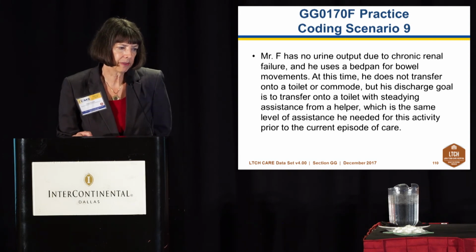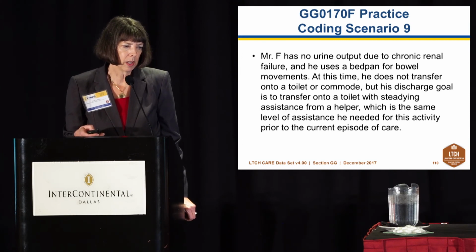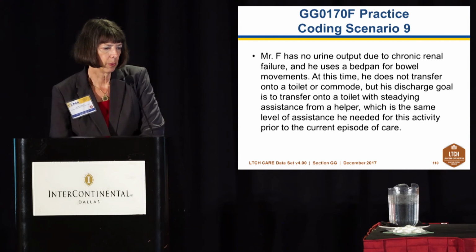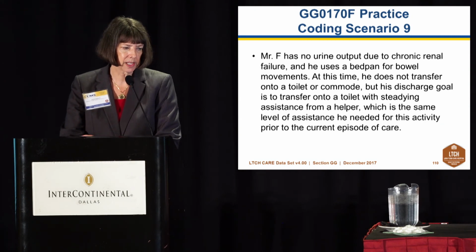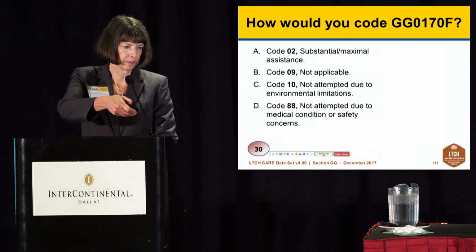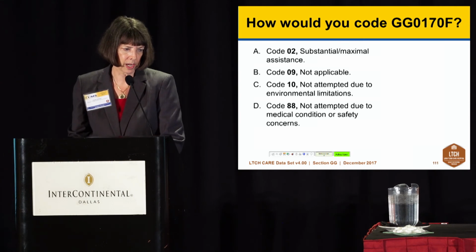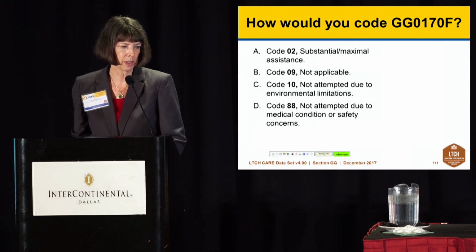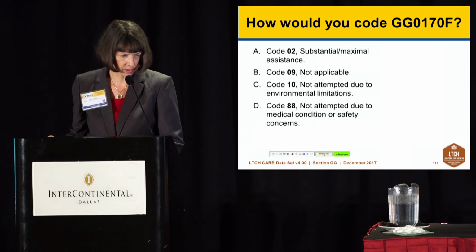All right, so Mr. F has no urine output due to chronic renal failure, and he uses a bedpan for bowel movements. At this time, he does not transfer onto a toilet or commode, but his discharge goal is to transfer onto the toilet with steadying assistance from a helper, which is the same level of assistance he needed for his activity prior to the current episode of care. How would you code this? 02, substantial max assist. Code 09, not applicable. Code 10, not attempted due to environmental limitations. Code 88, not attempted due to medical condition or safety concerns.